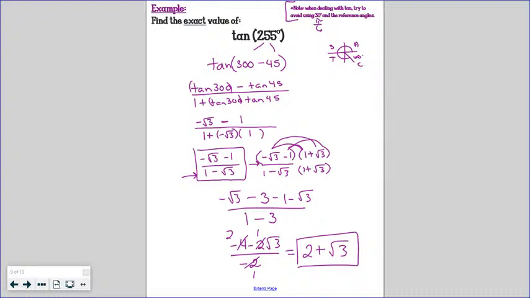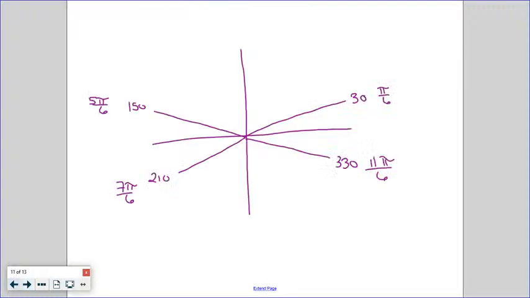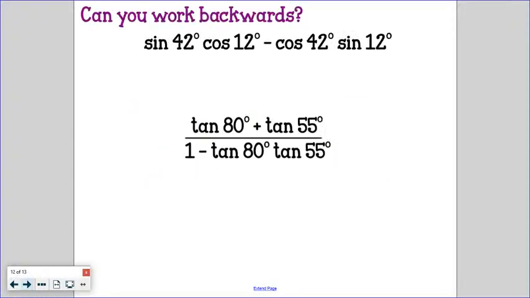All right, we have one more example like that. Oops, I thought I had one more example. I do not have one more example of tangent.